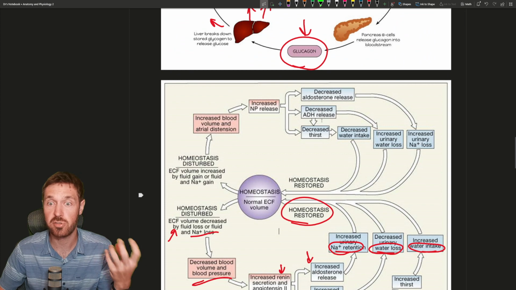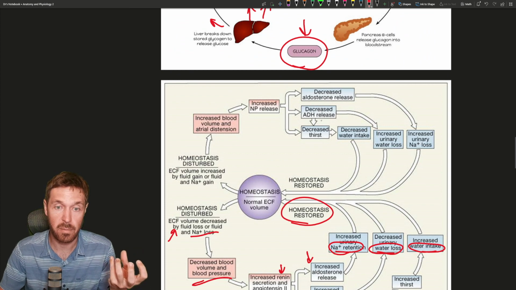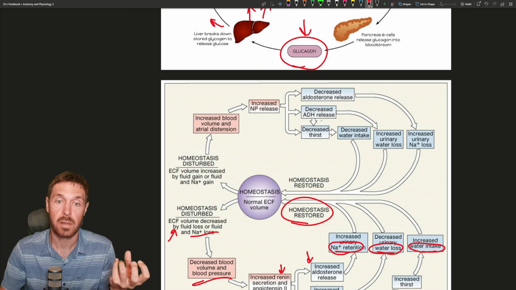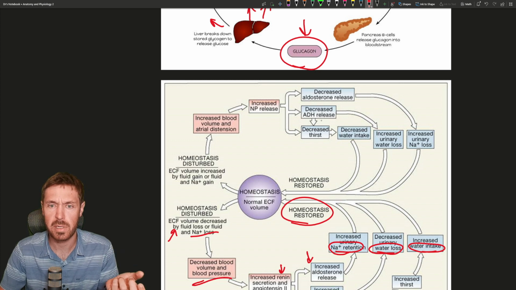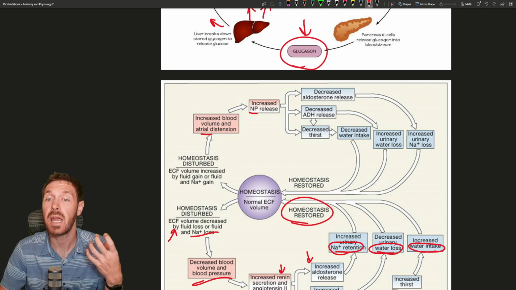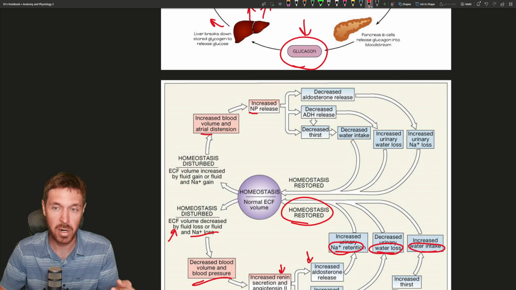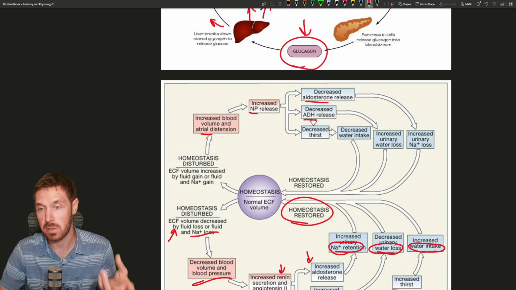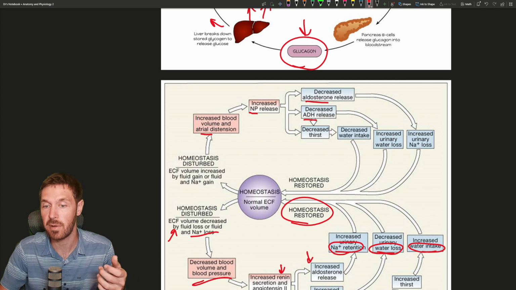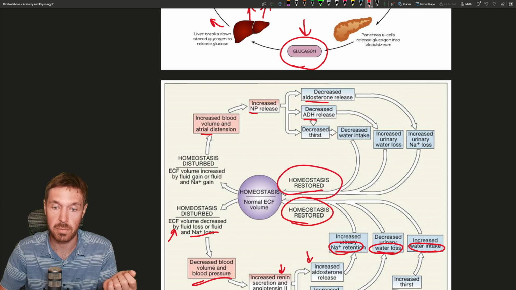Whereas now let's imagine you have too much fluid in your blood. In your heart, you actually release a hormone called atrial natriuretic peptide. So here, increased NP, natriuretic peptide. So your atria stretch, and your atria sense that stretch in your heart. And they're like, we don't like that. We don't like that high pressure coming into our heart. So this natriuretic peptide causes decreased aldosterone, decreased ADH. So it decreases thirst, water intake, and does the opposite of everything down here, and eventually restores homeostasis and gets everything back to normal.